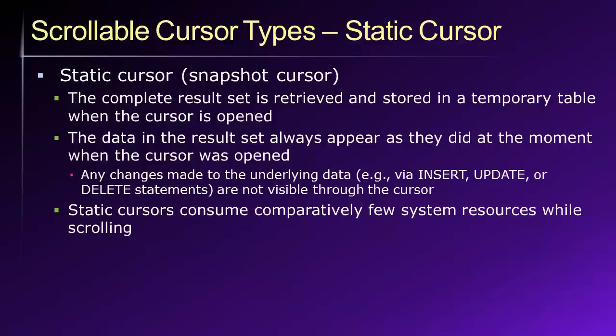My static cursor is simply using the data from the temporary table to move forward or backward through the rows as necessary. So the disadvantage of these static cursors is that changes which are made to the underlying data are not visible, but the major advantage is that they're simple and they consume comparatively few resources on the database server.